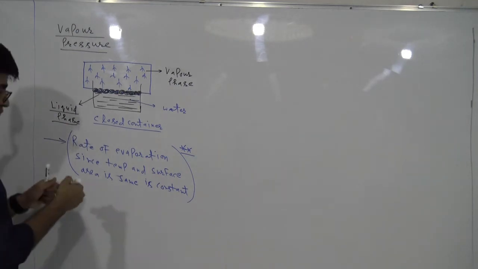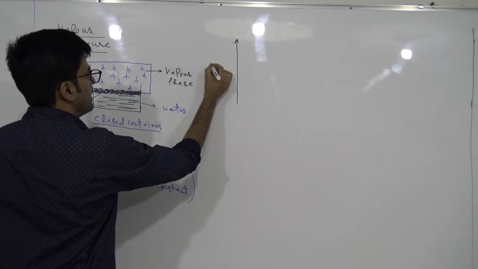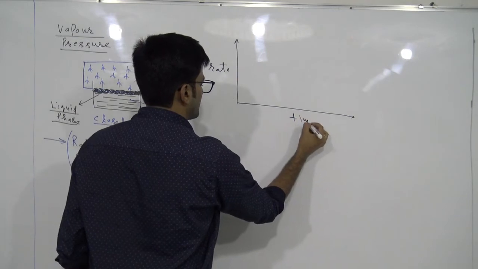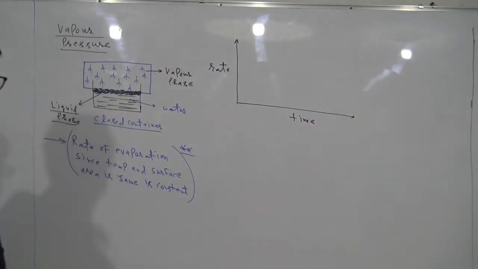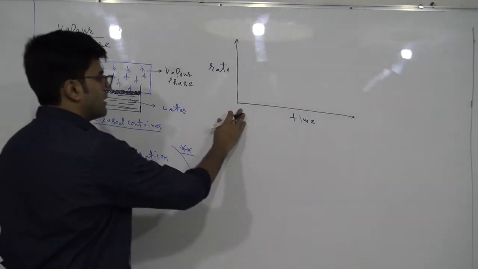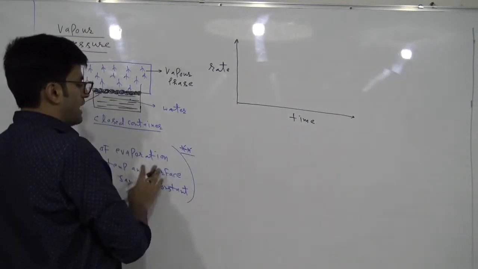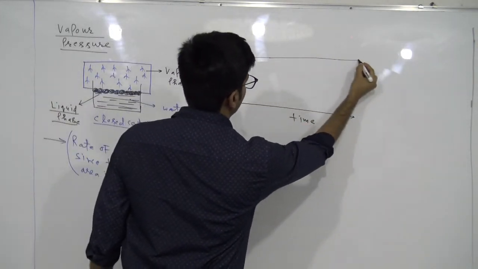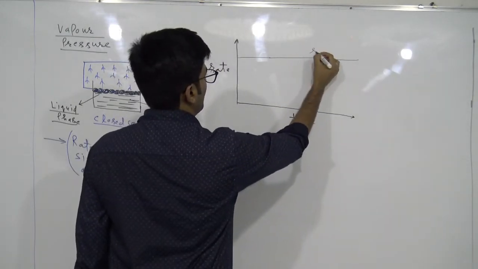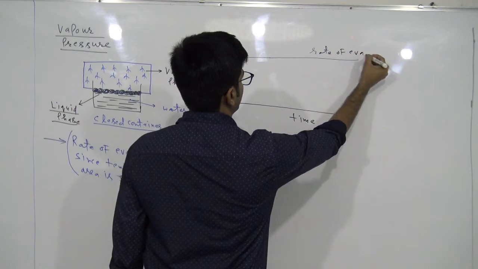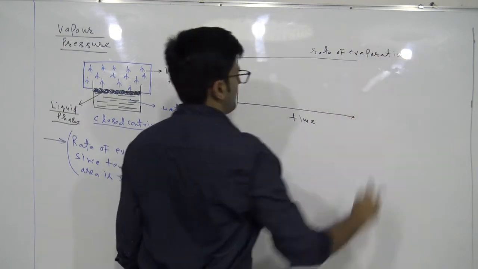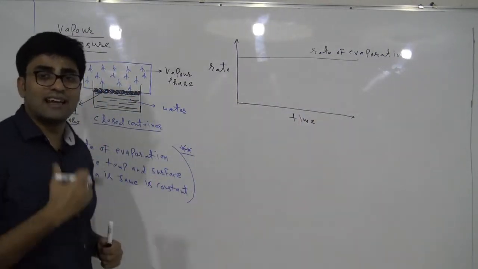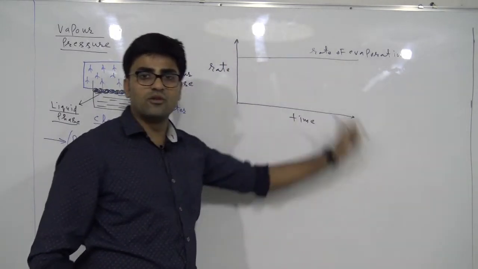So if I draw a graph here, this is rate versus time. If I draw a graph for the rate of evaporation, since temperature and area are constant, the rate of evaporation is constant. So this is a linear graph, a straight line, for the rate of evaporation. Why am I drawing a straight line? Because at this particular moment, temperature and area are constant, so the rate of evaporation graph will look like this.